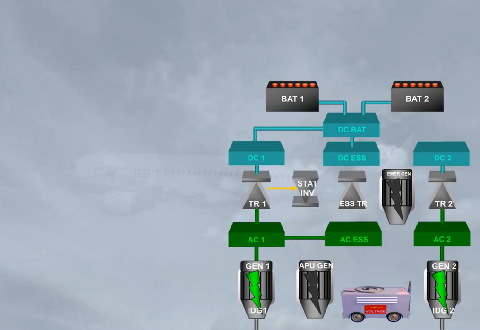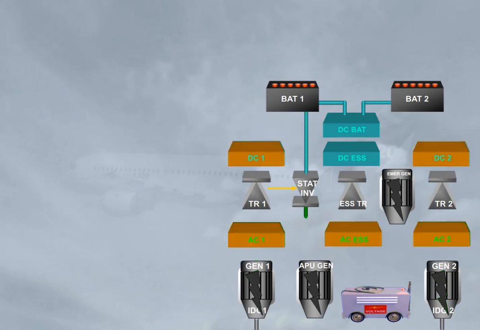Finally, a static inverter allows part of the AC electrical network to be supplied from the battery 1 when only batteries are connected. On ground, it supplies an AC static inverter bus, and the battery 2 will supply partially the DC essential bus. In flight, it supplies also partially the AC essential bus and the battery 2, partially the DC essential bus. But the DC BAT bus is not supplied.